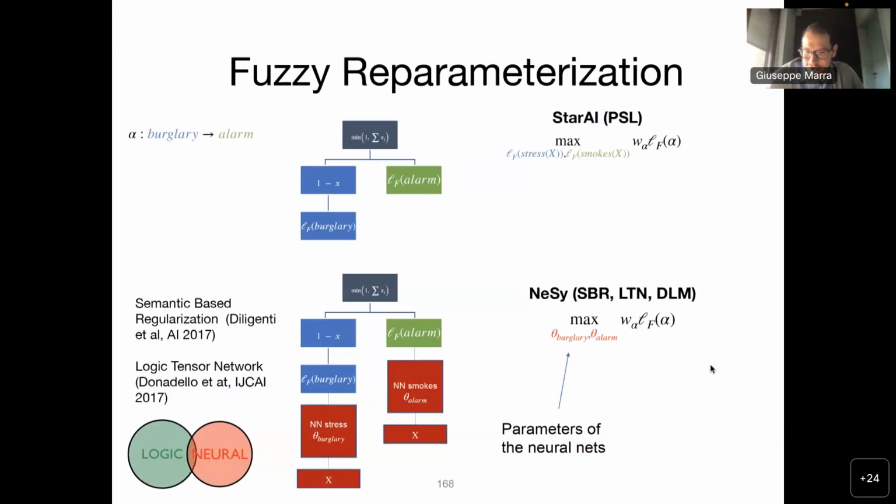For example, if you pick PSL, we have seen that PSL can solve the most probable explanation problem very efficiently. Well, you can just pick the parameters of PSL and turn these parameters into the output of a neural net. And you can really see that this maps one-to-one to systems that we have seen before, like semantic-based regularization and LTNs. This is nothing but that. So all these systems can be seen as reparameterizations of statistical relational AI models. And this was done completely independently, not on purpose, but they can be seen this way, and this is very helpful.